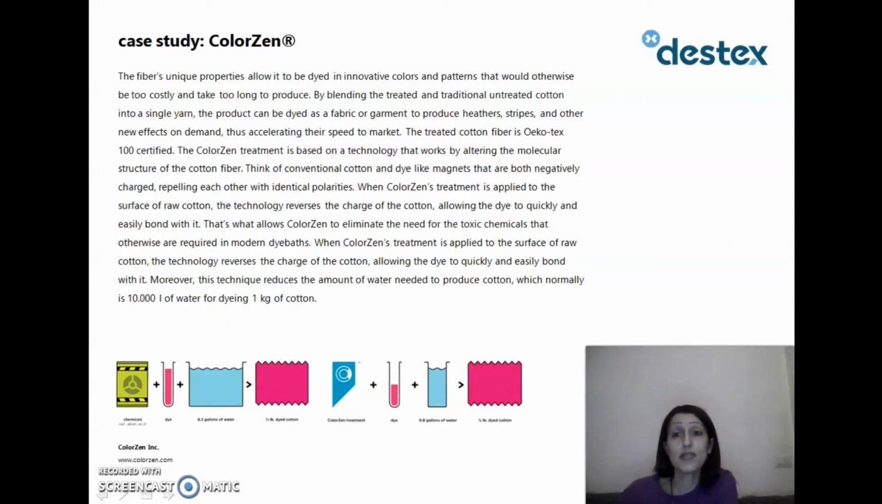The fiber's specific properties allow it to be dyed in innovative colors and patterns that would otherwise be too costly and take too long to manufacture. Moreover, this technique reduces the amount of water needed to produce cotton, which normally is 10,000 liters of water for dyeing just 1 kilo of cotton.